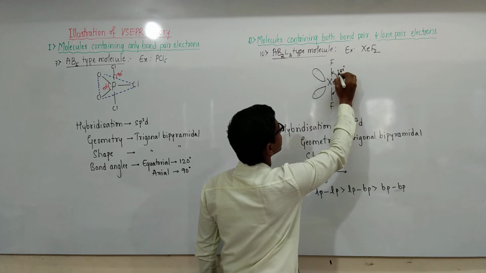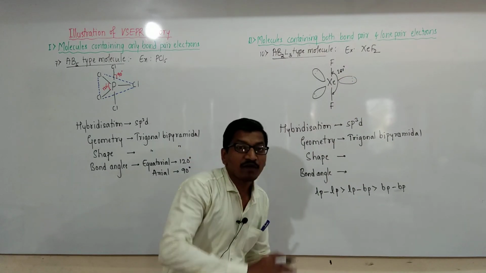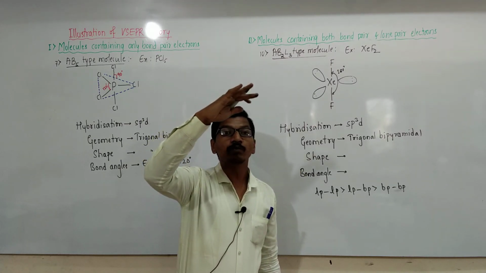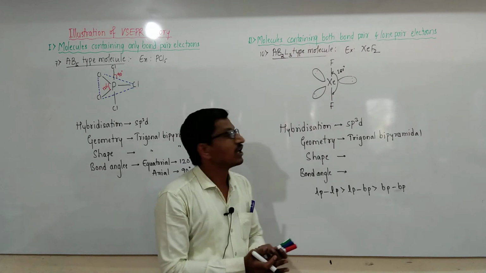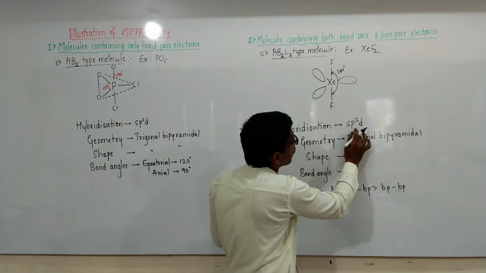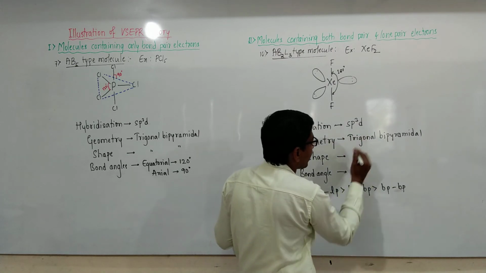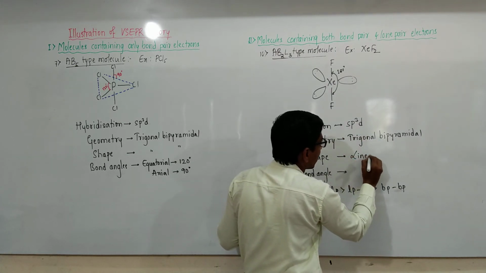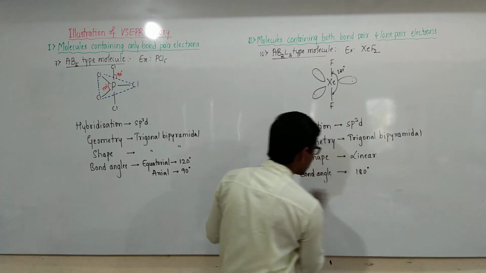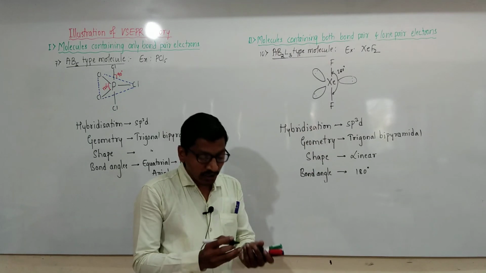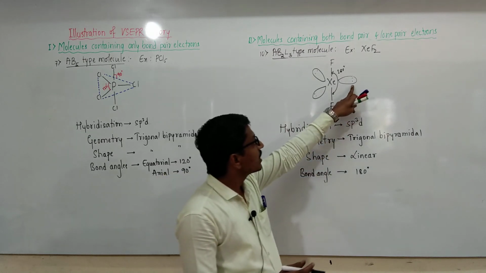Because the axial positions containing fluorine atoms are far away from each other, the lone pair as well as lone pair bond pair repulsion is minimum. The hybrid state of the central xenon is sp3d, the geometry is trigonal bipyramidal, and the shape is linear. Bond angle is 180 degree, because all the equatorial positions of sp3d hybrid orbitals are occupied by only lone pairs of electrons.